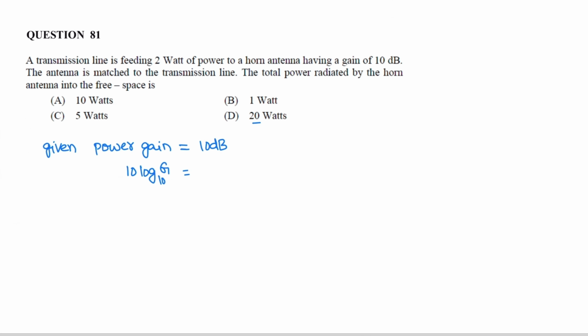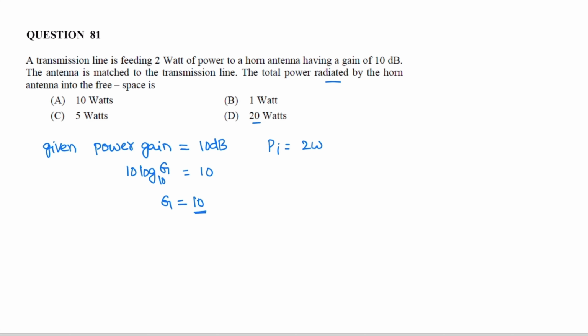Next question. A transmission line is feeding 2 watt of power to a horn antenna having a gain of 10 dB. Then what is the total power radiated by the horn antenna into free space? Given power gain is 10 dB, 10 log of gain base 10 is 10, so the gain is also 10, and power input is 2 watt.